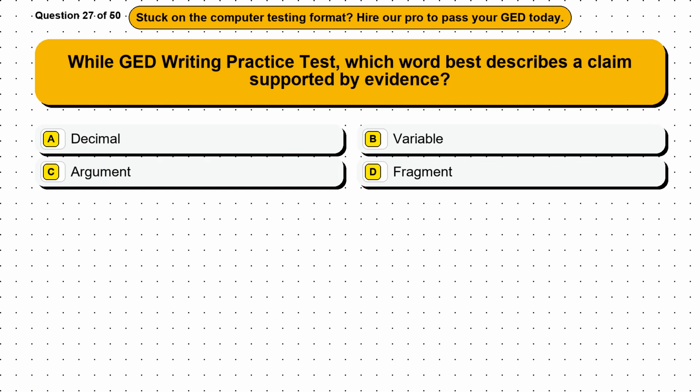Question 27. While GED Writing Practice Test, which word best describes a claim supported by evidence? Option A, decimal. Option B, variable. Option C, argument. Option D, fragment.